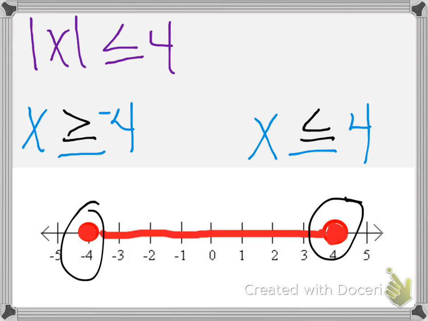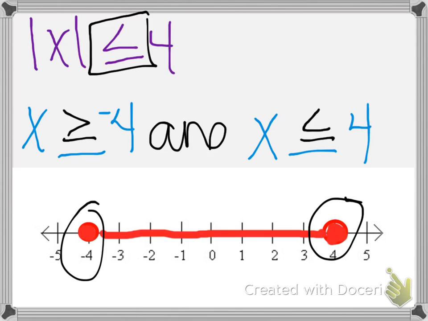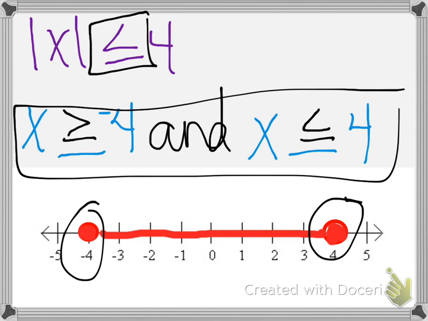Remember what I had previously said about when our original inequality is less than or less than or equal to? Do we use the word and or do we use the word or? Here, if you recall, we're going to use the word and because I'm using less than or equal to. That makes this a conjunction.